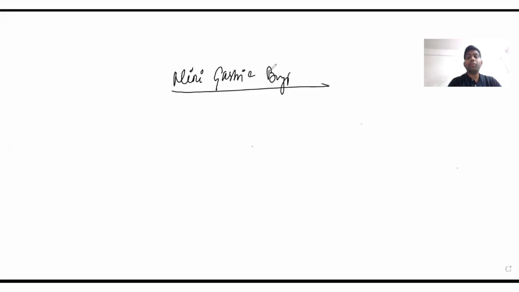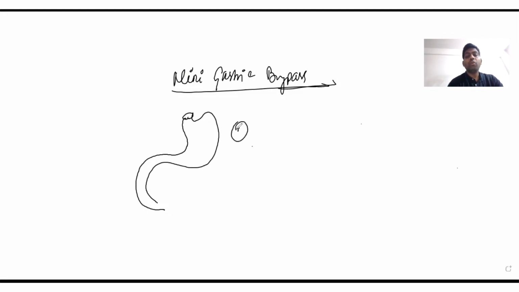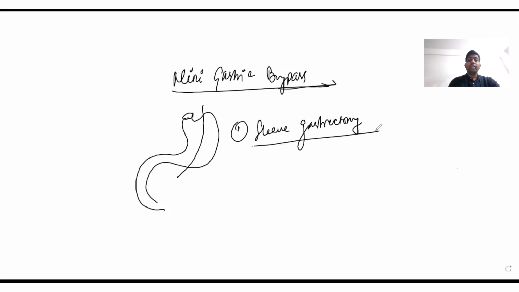Now we will look into some recently developed techniques of bariatric surgery. One of them is the mini gastric bypass. Now what is this mini gastric bypass and how is it different from the Roux-en-Y gastric bypass? In a mini gastric bypass, the first step is we do a vertical sleeve gastrectomy and a lesser curvature based gastric tube is created. The next is, it's basically based on a single anastomosis.